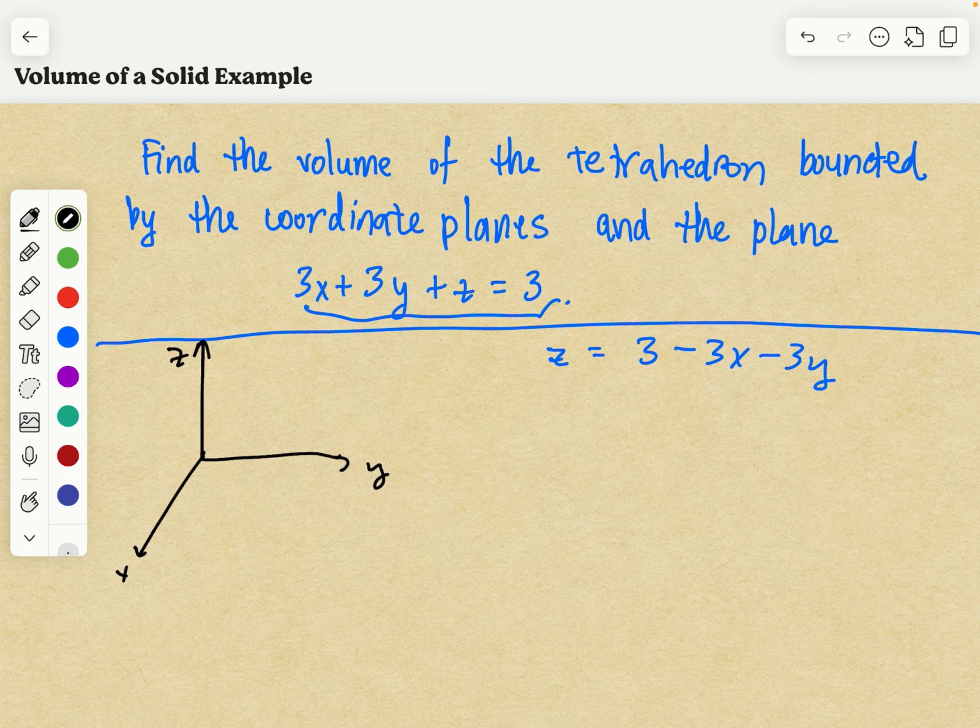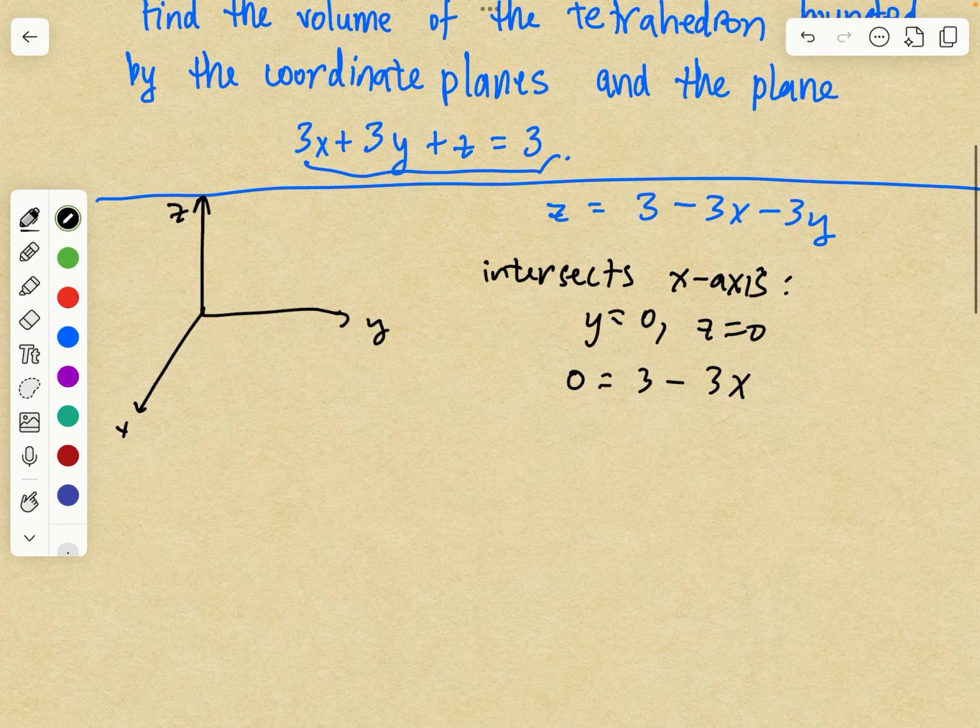So this intersects the x-axis. When y is 0 and z is 0, you get 0 is 3 minus 3x minus 0. And then this ends up giving you x equals 1. So the plane intersects the x-axis at x equals 1.